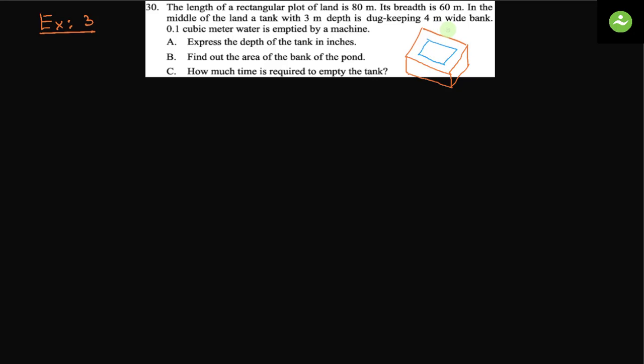So length is 80 meter, and breadth is 60 meter. Depth is 3 meter, and 4 meter wide bank. Bank is 4 meter. So this is 4 meter.